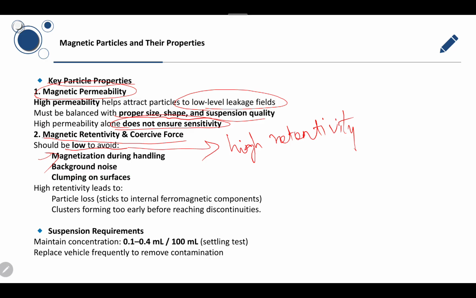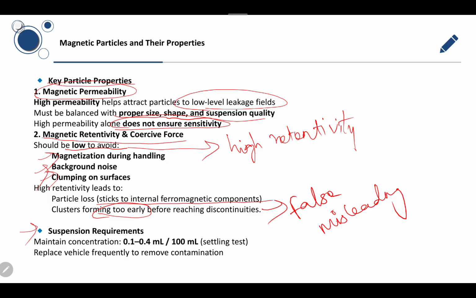First one is magnetization during handling. Particles can become magnetized even before application, making them difficult to manage. Next one is background noise. They might stick indiscriminately to the surface, creating a haze that obscures actual indications. Next one is clumping on surfaces. They can form unwanted clumps. If they have high retentivity, they might stick to internal ferromagnetic components within the inspection equipment, leading to a loss of effective particles. Next is premature clustering. Particles might cluster too early before reaching the discontinuity, resulting in false or misleading indications.